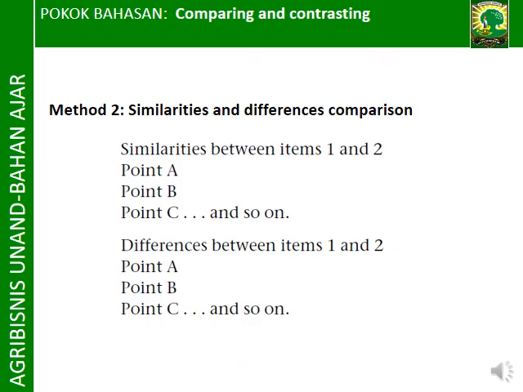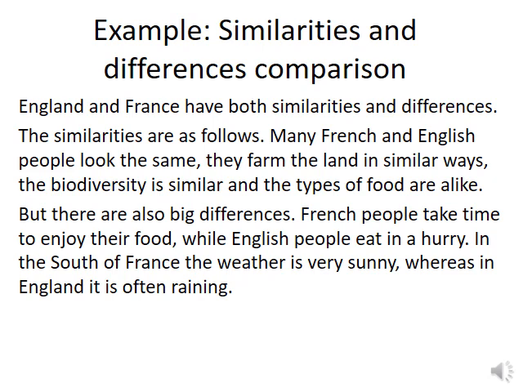The second method compares all the similarities between 2 items before moving on to all of the differences. Similarities first, then differences. I have an example to demonstrate this. So for this example, we're going to compare two countries, England and France. So I start with a summary sentence.